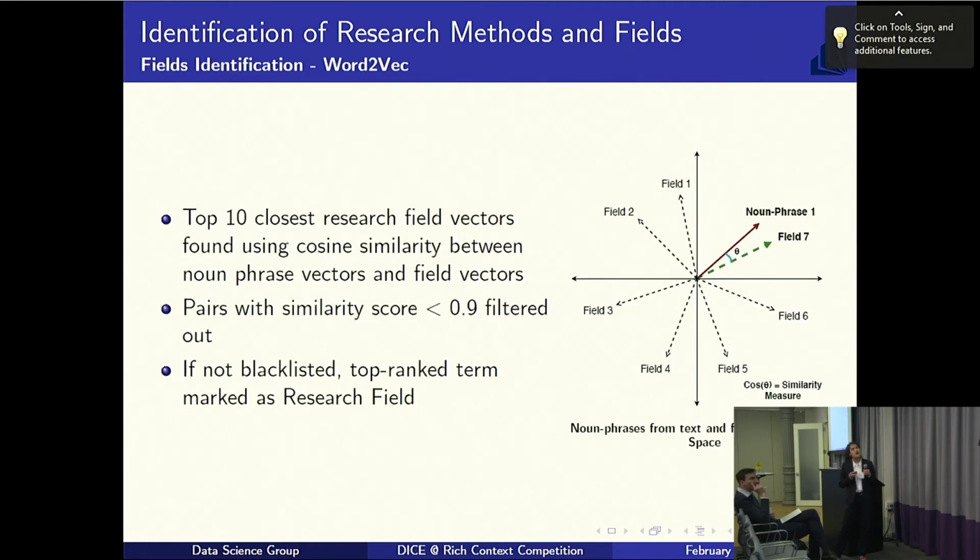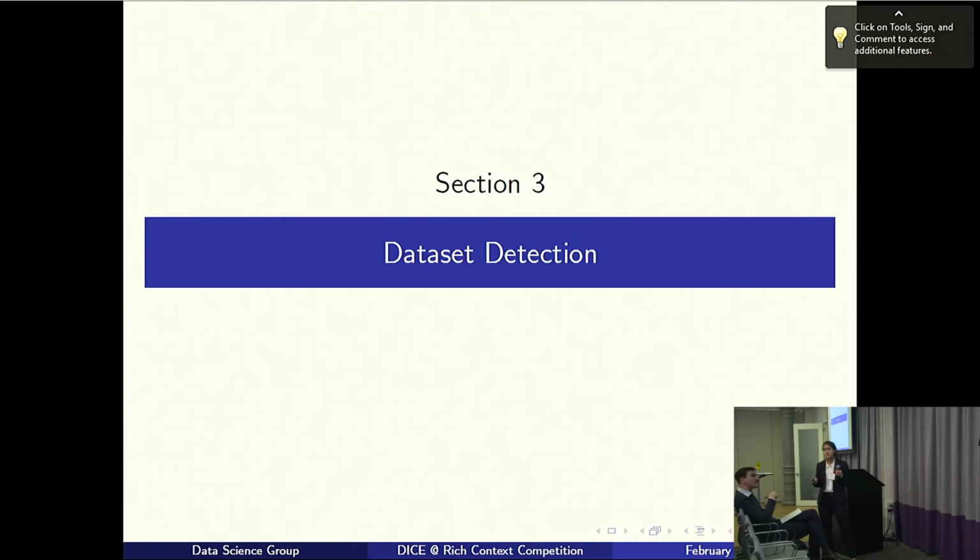Now, coming down to the research fields identification, the process was a bit simpler. We selected the top 10 research field vectors from the publication text and compared them, and then the pairs that had a similarity score less than 0.9 were filtered out. If the top ranked term was not present in the blacklist that we had created earlier, then that term was marked as the research field of the article. Now, as I said before, the information about the research field was passed on to the dataset detection module, which is the last and final component in our pipeline.